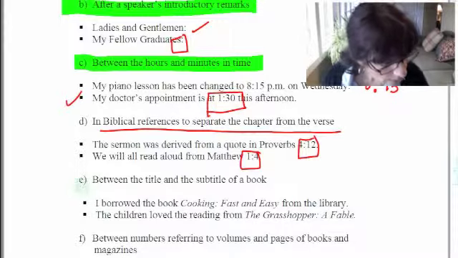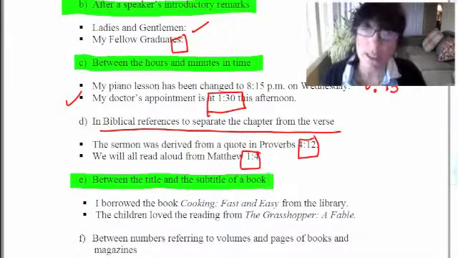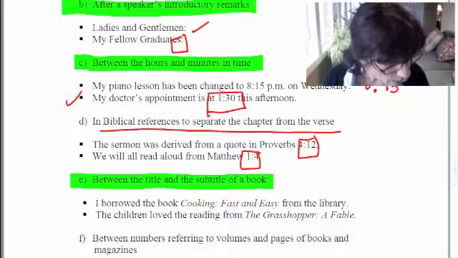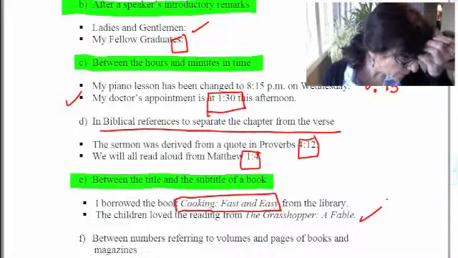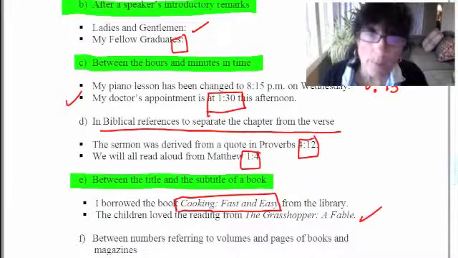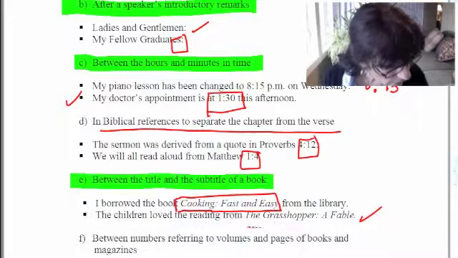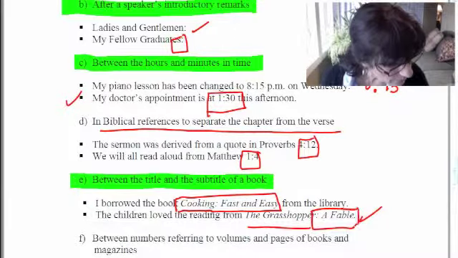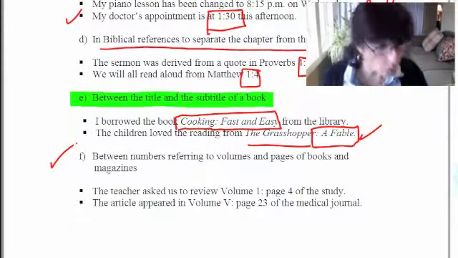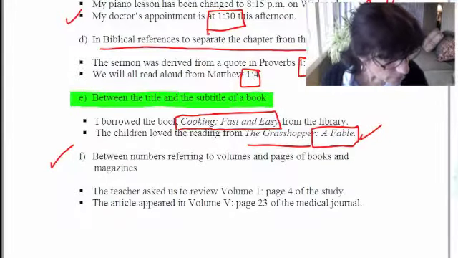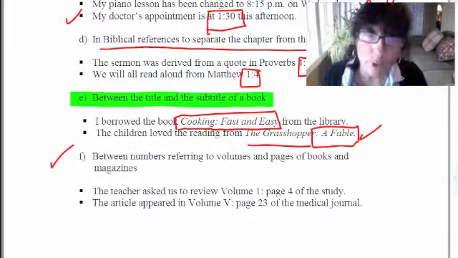Another use of the colon is between the title and the subtitle of a book. Let's look at an example. I borrowed the book Cooking: Fast and Easy from the library. So the title of the book is Cooking. The subtitle is Fast and Easy. So to separate the two, you'd use the colon. Or in this next example, the children loved the reading from The Grasshopper: A Fable. So you've separated the title, The Grasshopper, and then the subtitle is A Fable. So there's your colon.